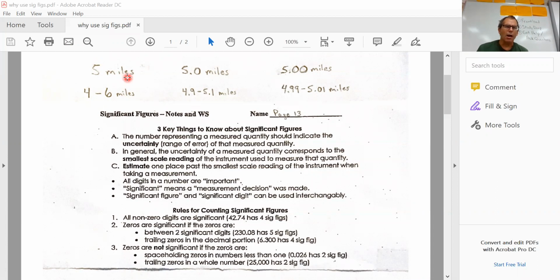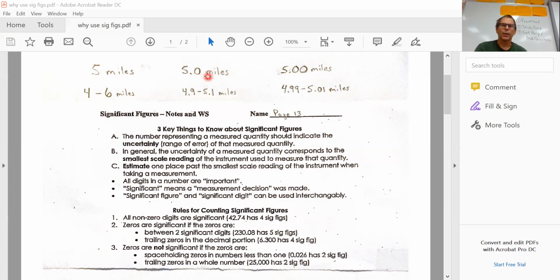So if I wanted to say where I live, I might say, go on Cedar, and then once you cross the river, go north 5 miles. Now, I don't know if it's exactly 5 miles, but I think it's at least 4, and I think it's less than 6, but that's about it. So that's not a very precise measure. This 5 miles means somewhere between 4 and 6, or I could say 5 miles plus or minus 1 mile.